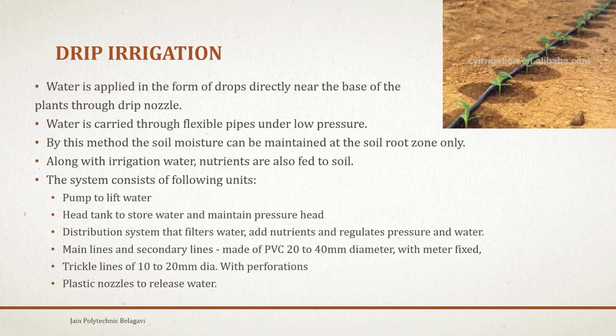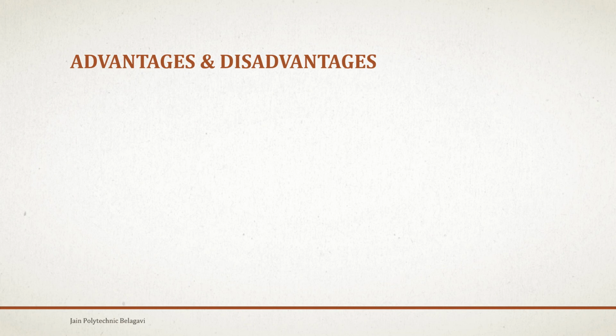So this is one type of drip irrigation, and the water is directly supplied to the root of the plant. And you can see here there is the wet area, and at the center of that we have the droplet hole. Through that the water droplets come out and the soil gets wet. So now we'll discuss the advantages and disadvantages of drip irrigation.